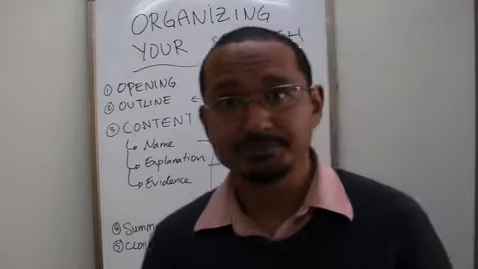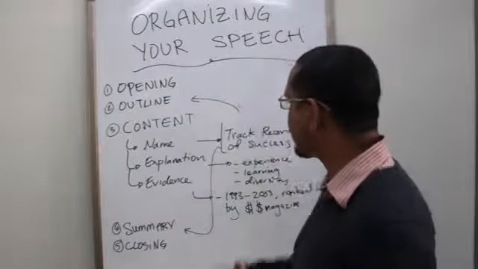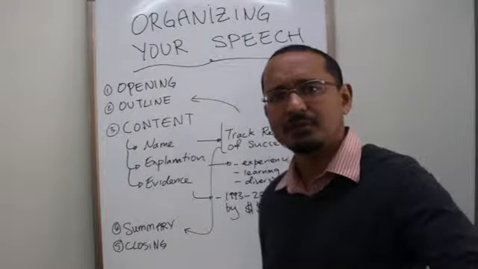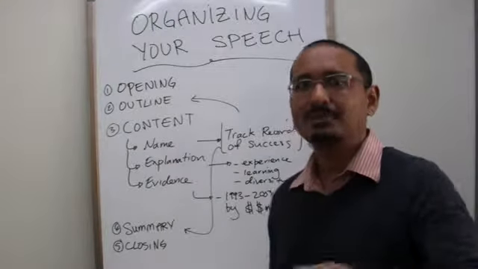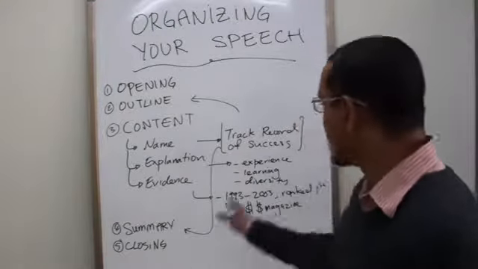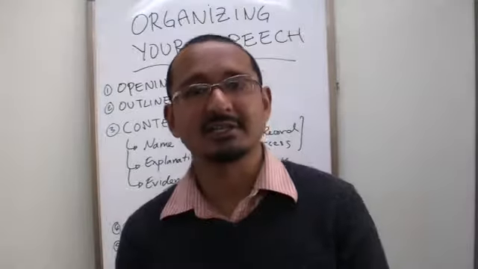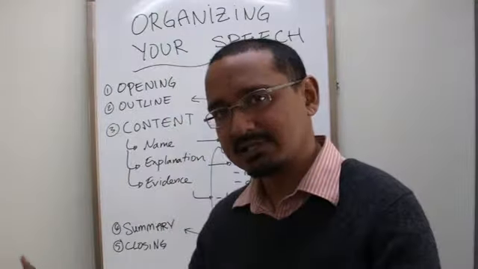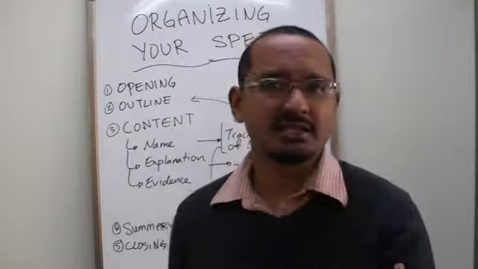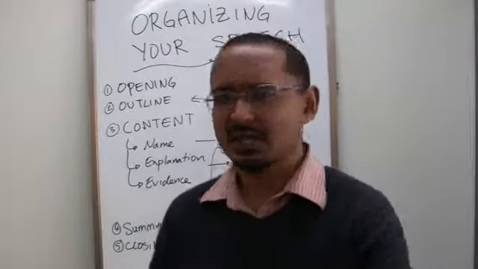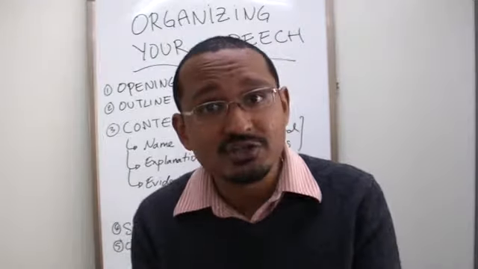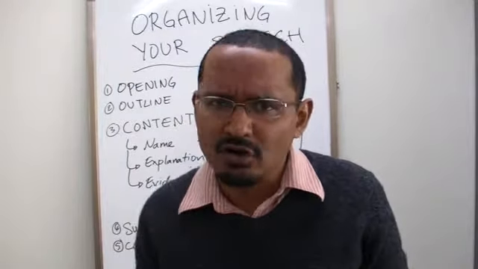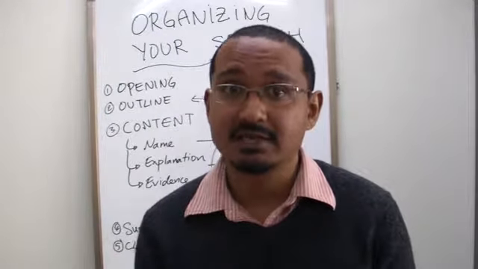Once I provide that name, once I say the first idea I'm going to talk about is our track record of success, let me explain what that means. We have long experience in this industry. We've been here for X amount of years. We've done these things. We've learned from our mistakes. We have a diverse portfolio. I'm explaining logically why we have a long track record of success.